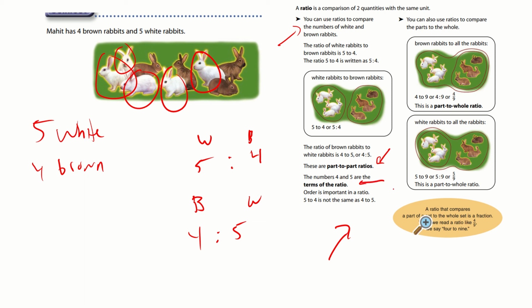Order is very important in a ratio. 5 to 4 is not the same as 4 to 5. So here, if I said white and brown and I said this was 4 and this was 5, that would be incorrect. You need to have the right data, and also 4 to 5 is much different than 5 to 4.